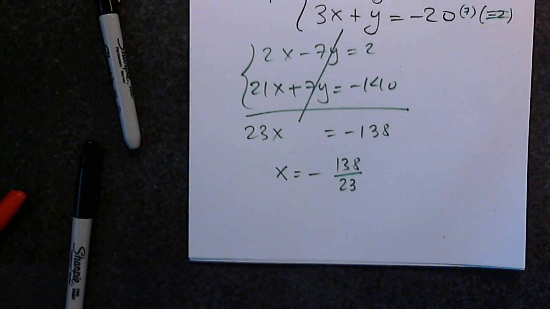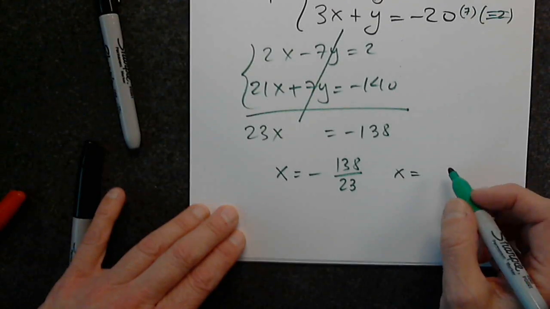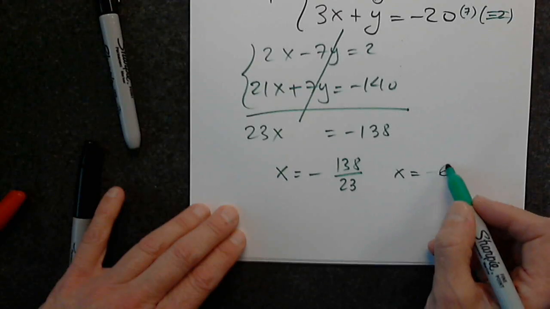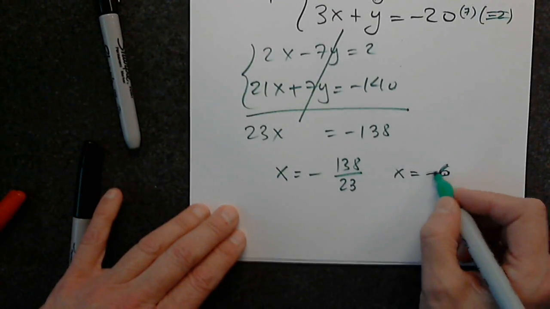Then what do we do next? So what do we get? What do we have? Is it -6? Yes, -6.